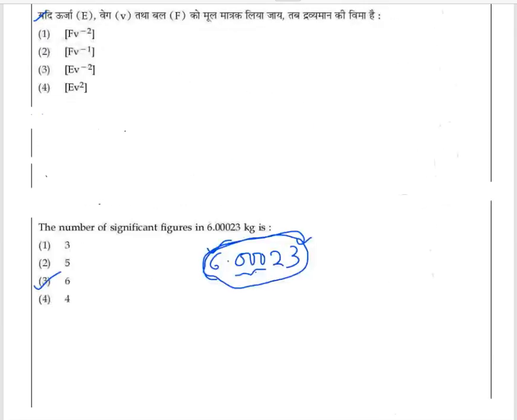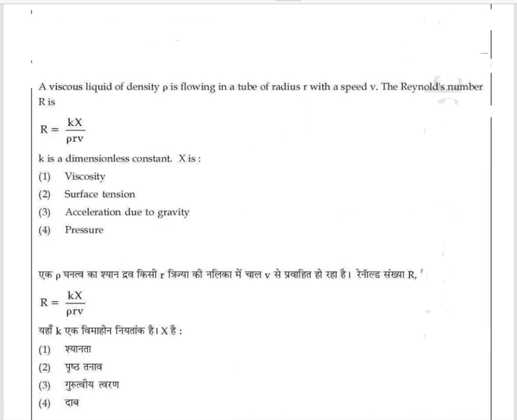Our next question shows that a viscous liquid of density rho is flowing in a tube of radius r with a speed v. He's asking that the Reynolds number R is given by k x rho r v, where we have to find what x is.